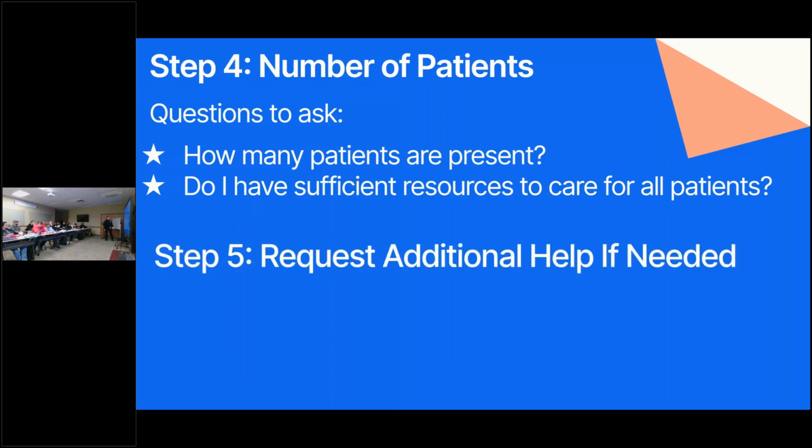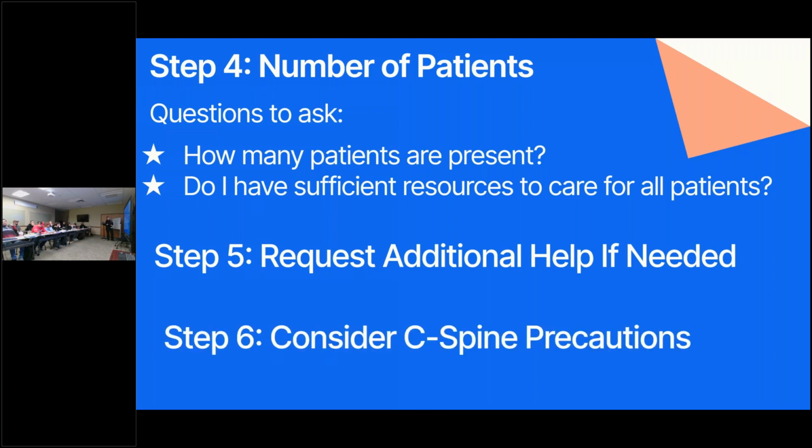So that comes to number 5, which is to request additional help if needed. We can request other ambulances come and help us out. We can request law enforcement, fire, any of those additional resources we might need. And then on the skill sheet, number 6 is to consider your ceasefire precautions. Just going off your mechanism of injury, sometimes you can tell that you might need to consider ceasefire there.